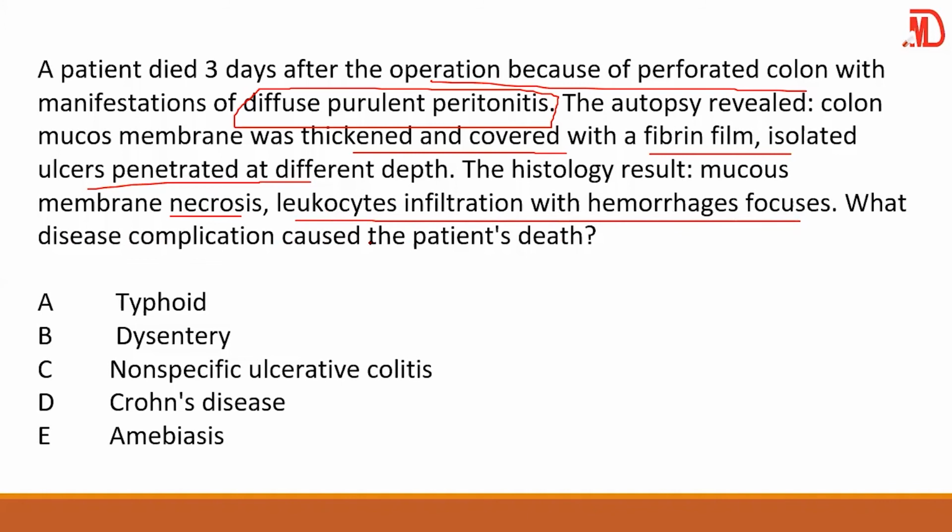Now, look at something. They've told you that this autopsy revealed changes on what? The colon, or this can be what? The sigmoid colon, or the large intestine. So the question is, which of these diseases affect the large intestine or affect the colon? And your answer is what? Of course, dysentery. Of course, we are dealing with dysentery, because dysentery primarily affects the colon.